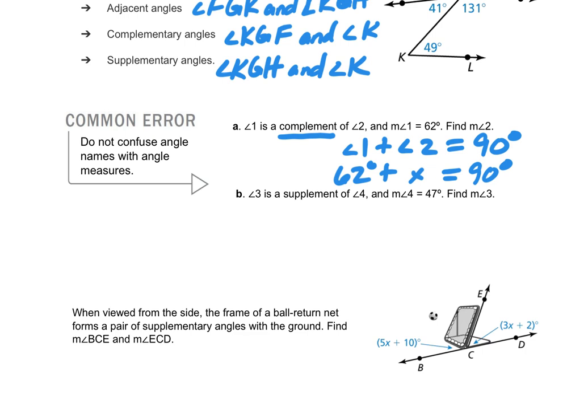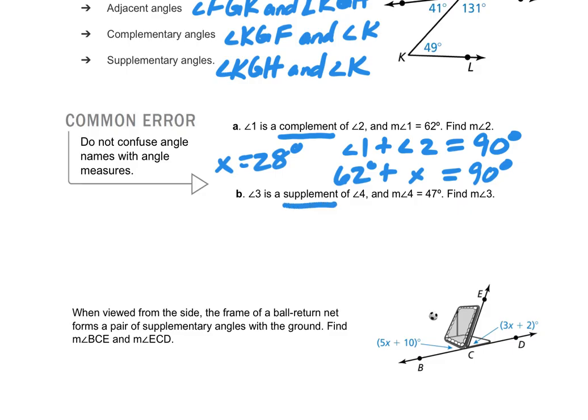So I'm just trying to set up an equation that we can now solve. Is this a hard equation to solve? No, just a one-step equation, right? What would I do to get x by itself? Subtract 62, okay? And that would leave us 28 degrees.